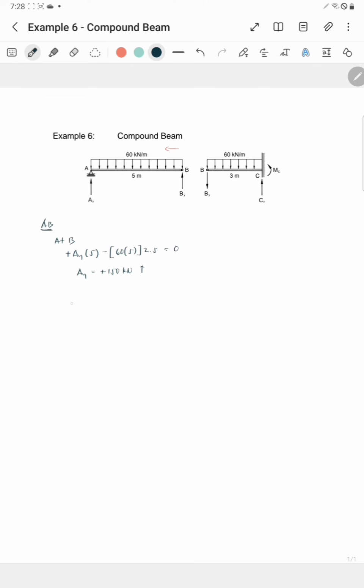Next, solve for BY. Apply vertical equilibrium. So positive AY plus BY minus the load, 60 times 5 equal to 0. So that BY is equal to positive 150, so upward.